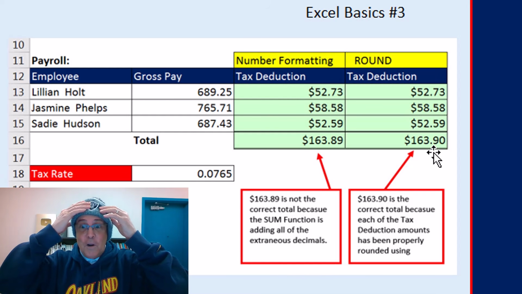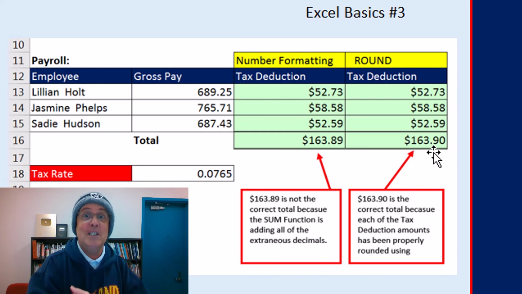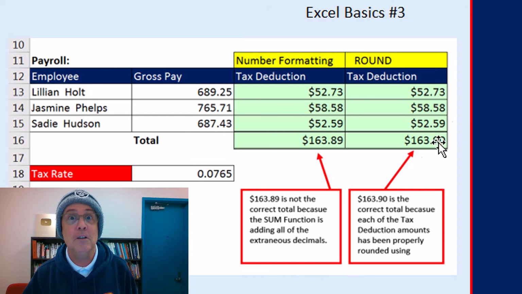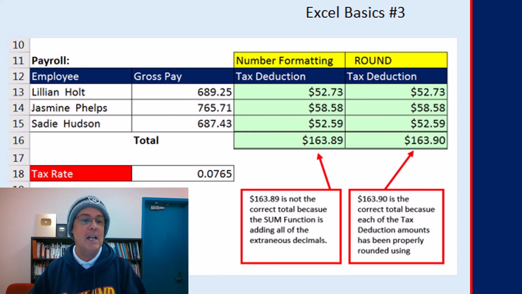Now, I usually don't wear a cap like this and a sweatshirt, as you know, but my office is freezing today, so I have to bundle up so I can have fun with you talking about number formatting and ROUND.